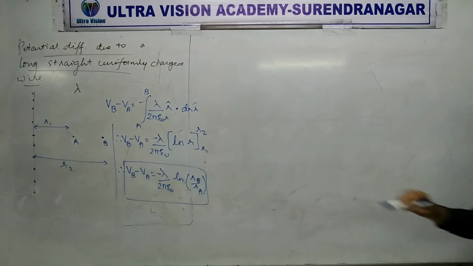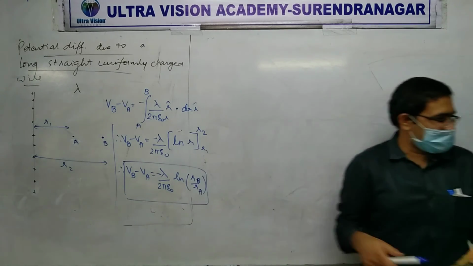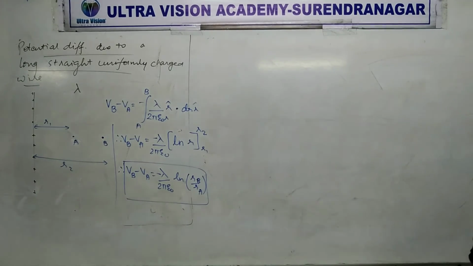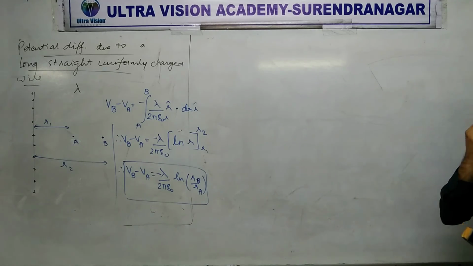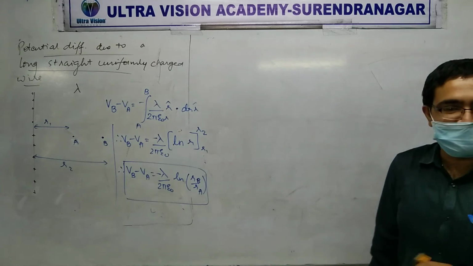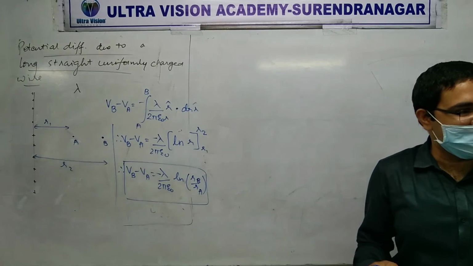You can also write it upside down, using the log property: minus of log is log of one upon. If you want, you can write it like that with one more step. So that is what we have for the potential difference due to a long straight uniformly charged wire.